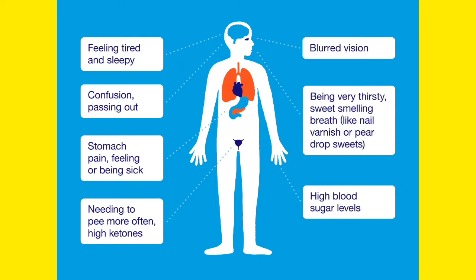Another is being very thirsty. The patient is very much thirsty. That is very important. Another thing, when you come near the patient, you will find sweet smelling breath. This is very important. The smell of the patient's breath will be just like nail varnish or pear drop sweets. So all these are the types of smell. It is a very sweet smell you can find in the breath of the patient, because the patient has a lot of ketone bodies in the body.